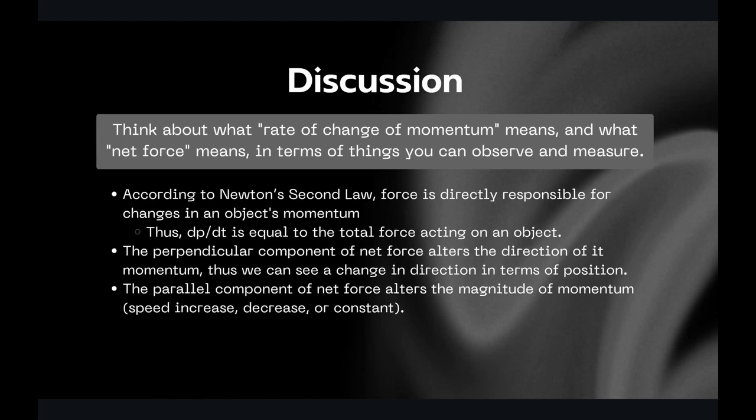Think about what rate of change of momentum means and what net force means in terms of things you can observe and measure. According to Newton's second law of motion, force is directly responsible for changes in an object's momentum. Thus, dp/dt, which is the rate of change of momentum, is equal to the total force acting on an object, thus the net force. The perpendicular component of net force alters the direction of its momentum. Thus, we can see a change in direction in terms of position, and the parallel component of net force alters the magnitude of momentum. Thus, we can see a speed increase, decrease, or how it stays constant.